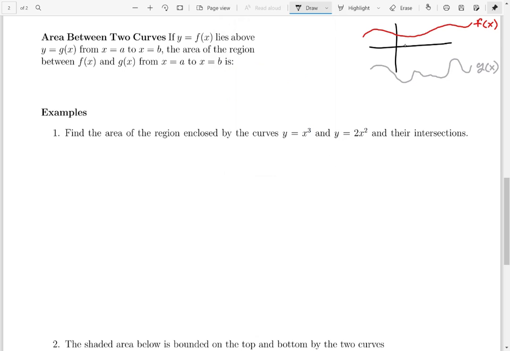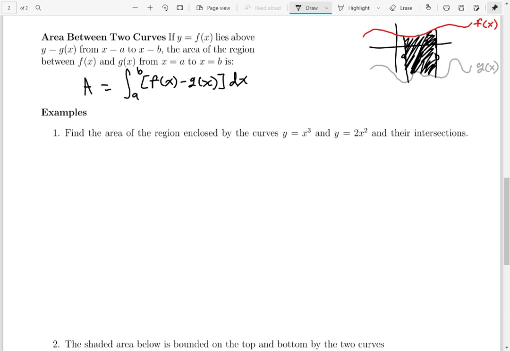Doesn't really matter what they look like too much. But if we suppose that there exists some a value and some b value, and we specifically want to find the area between a and b and between these functions, then I claim that that area is going to be equal to the integral from a to b of the top function, f of x, minus the bottom function, g of x, and so we can find the area between 2 graphs.